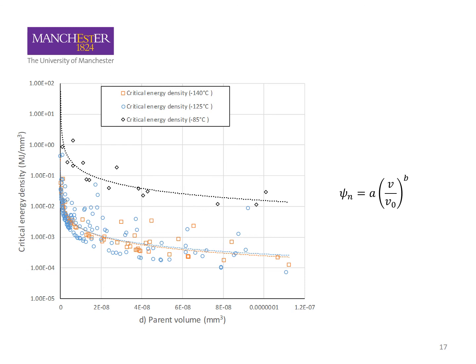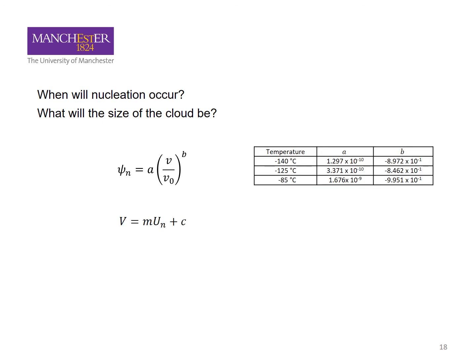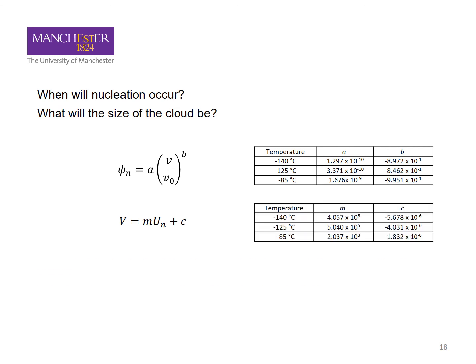To come back to the two questions from before, nucleation occurred when the strain energy density exceeded a critical value, which depended upon the parent particle volume and varied with temperature, and the size of the resulting microcrack cloud depended upon the energy released at nucleation and also varied with temperature.